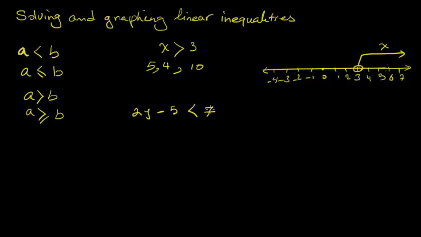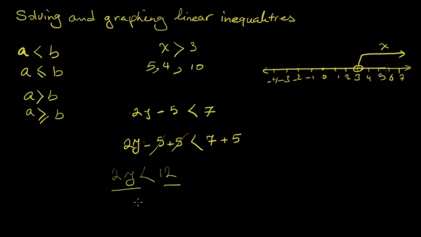So we have 2y minus 5 is less than 7. The first thing we do is add 5 to both sides. So we'll have 2y minus 5 plus 5 less than 7 plus 5. These two cancel out and we'll have 2y less than 12. We divide both sides by 2 and we'll have y is less than 6. Right? Now we can draw it on our number line.